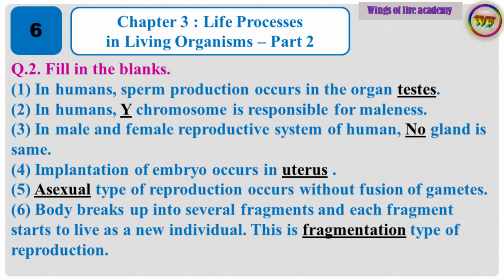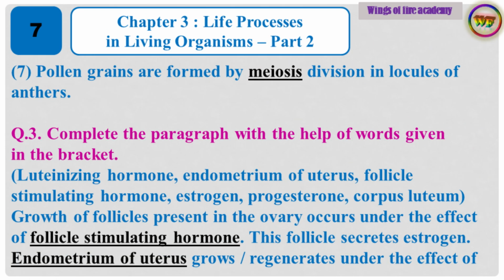Sub-question 5. Asexual type of reproduction occurs without fusion of gametes. Sub-question 6. Body breaks up into several fragments and each fragment starts to live as a new individual. This is fragmentation type of reproduction. Sub-question 7. Pollen grains are formed by meiosis division in locules of anthers.